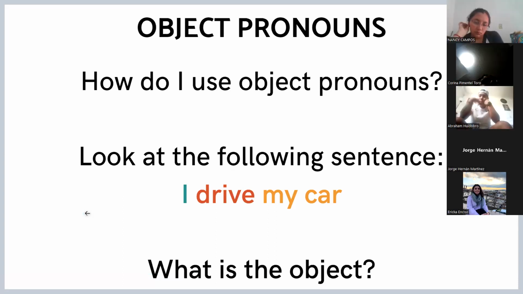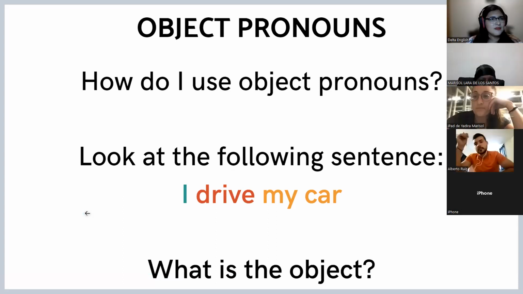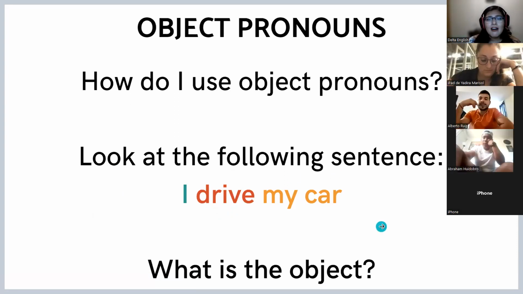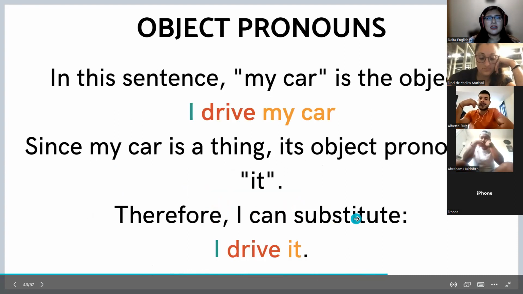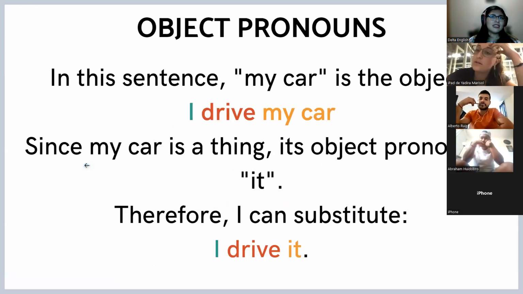My car is the object. So if the action is driving, what am I driving? Who is receiving the effects of my action? My car. So if my car is the object, my car, I know, is a thing. So its object pronoun would be it.